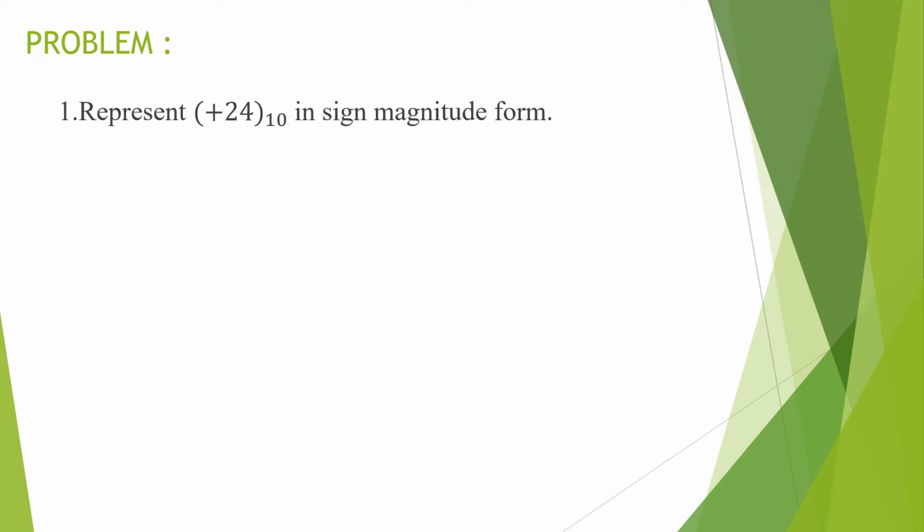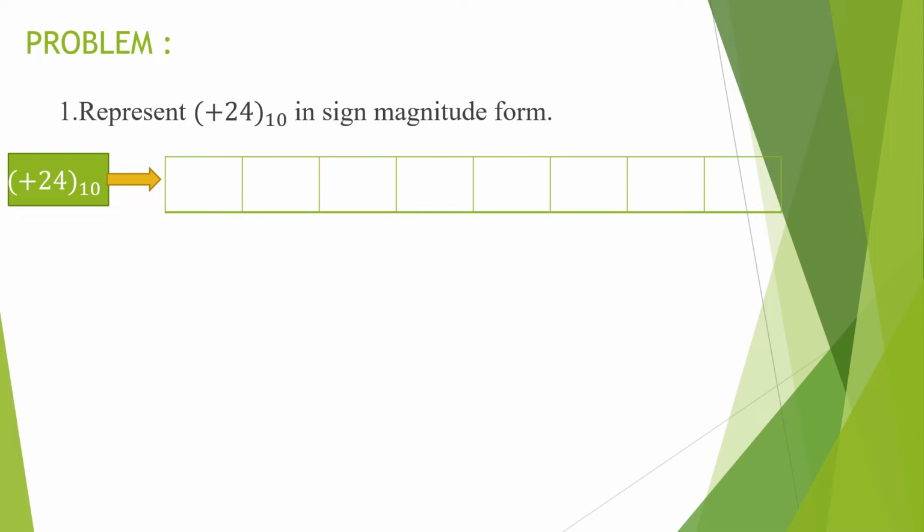You have to represent plus 24 in sign magnitude form. This base represents that it is a decimal number. First you have to find the binary number for 24. If you have a calculator, you can move to base mode, give 24 as decimal and get the output in binary, or you can do it by manual calculation. First you have to calculate the binary value for the given input. I'll go with manual calculation.